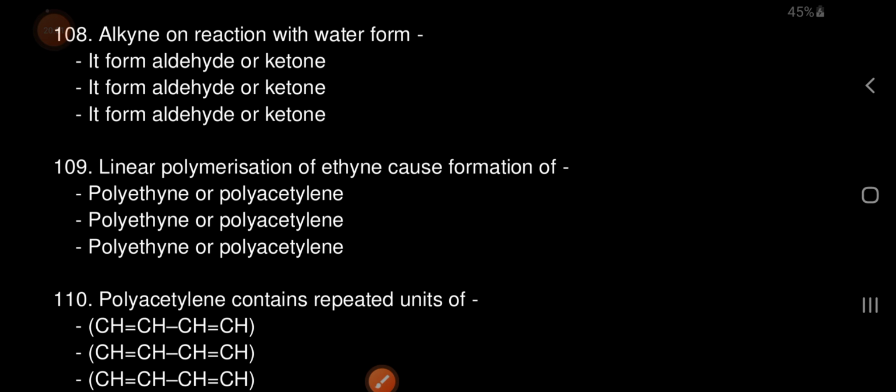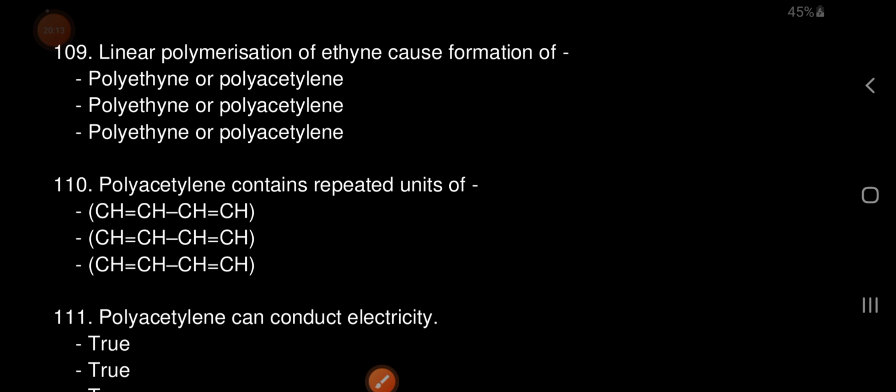Linear polymerization of ethane causes formation of polyethane or polyacetylene. Polyacetylene contains repeated units of CH double bond CH single bond CH double bond CH, CH double bond CH single bond CH double bond CH.